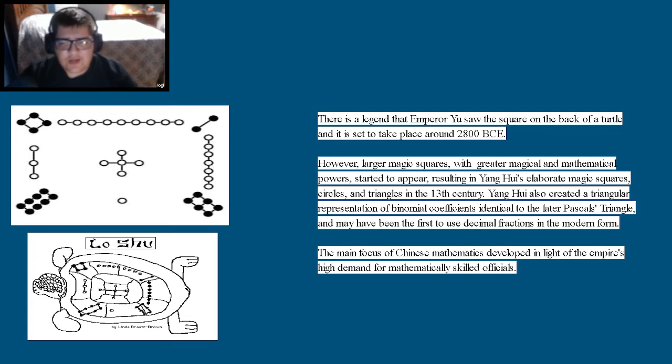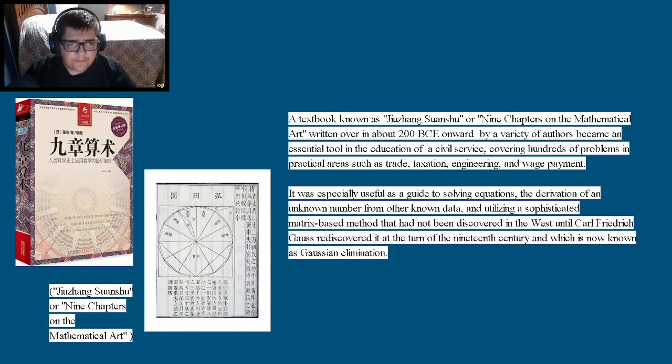The main focus of Chinese mathematics developed in light of the emperor's high demand for mathematically skilled officials or workers, people who work for him. A textbook known as the Jiuzhang Suanshu, or Nine Chapters on the Mathematical Art, written in about 200 BCE and onward, because people kept adding onto it, by a variety of authors, became an essential tool in the education of a civil service, covering hundreds of problems in particular areas such as trade, taxation, engineering, and wage payment.